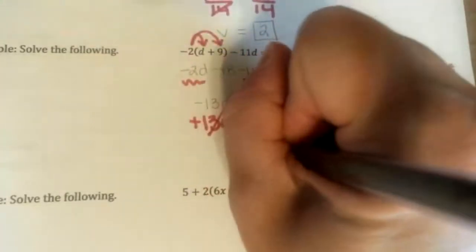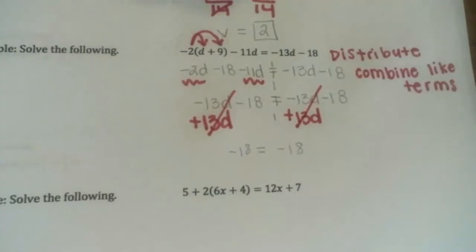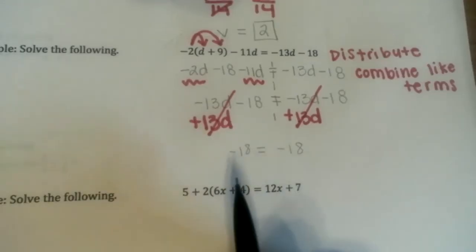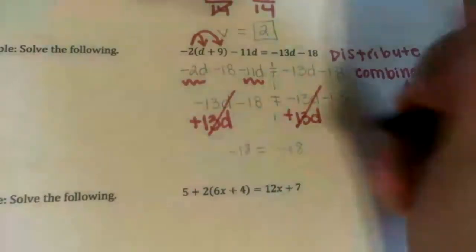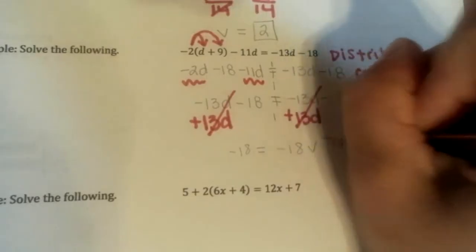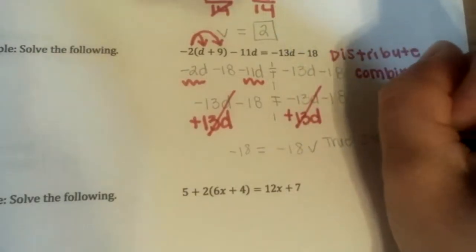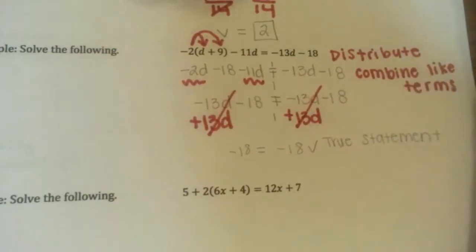So we are left over with negative 18 equals negative 18. Now we're stuck. So now hopefully you notice that they're the same things. So we are left with a true statement. Negative 18 does equal negative 18. So this is a true statement.